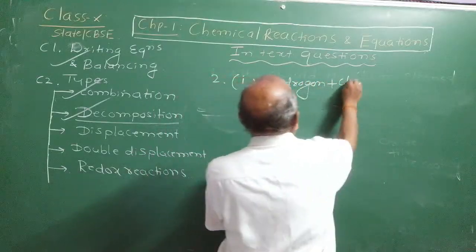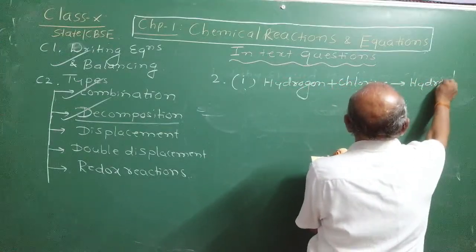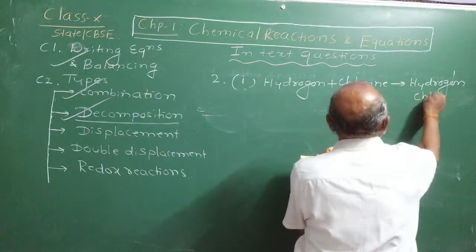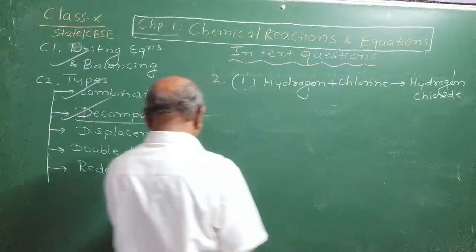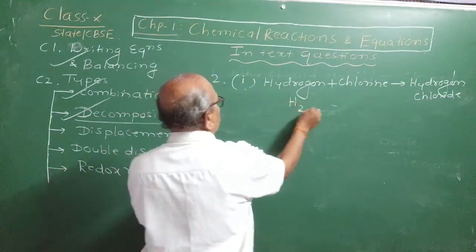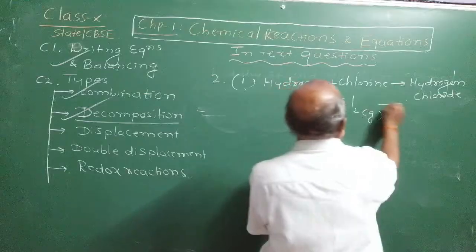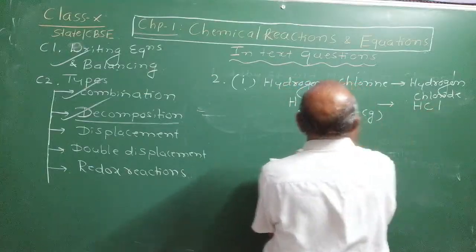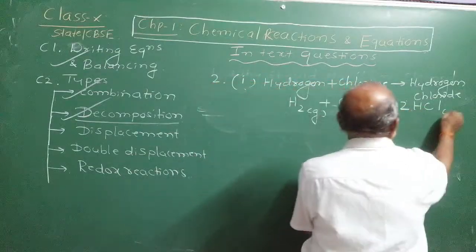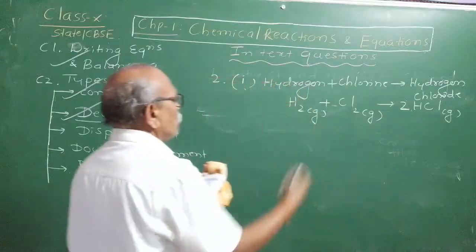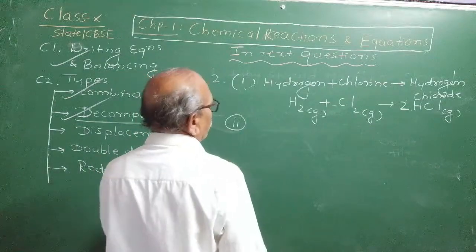Hydrogen plus chlorine gives rise to hydrogen chloride. Write them. Hydrogen will have the symbol H2 gas, plus chlorine will have the symbol Cl2 gas, giving rise to HCl. Balance the equation: there are 2 Cl, therefore the equation is balanced with 2 HCl gas. If it is dissolved in water, it forms hydrochloric acid. Second one, barium chloride.